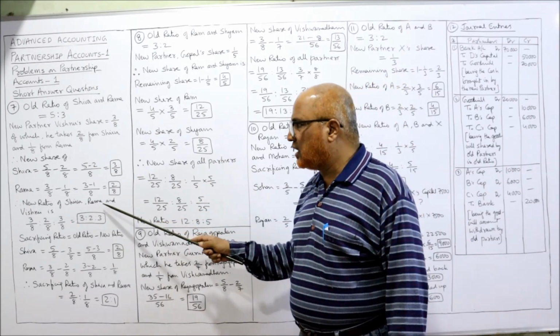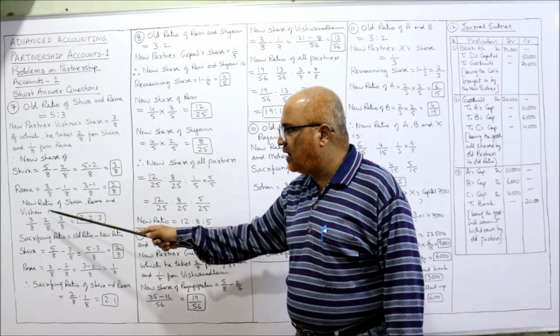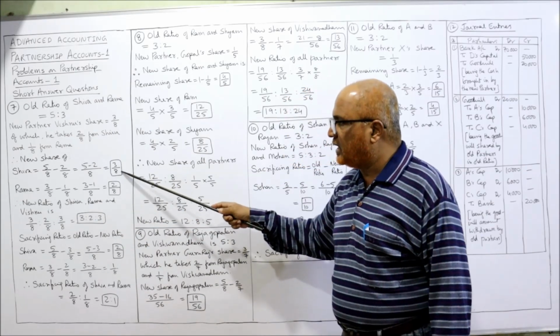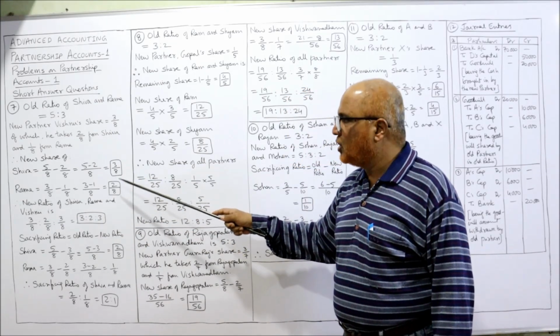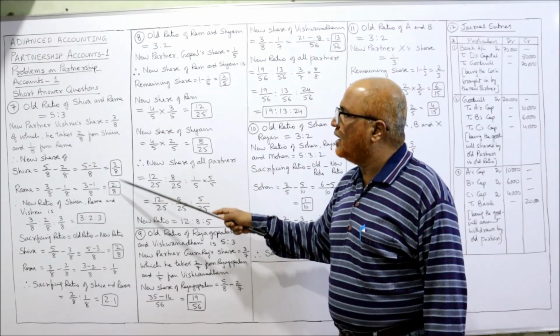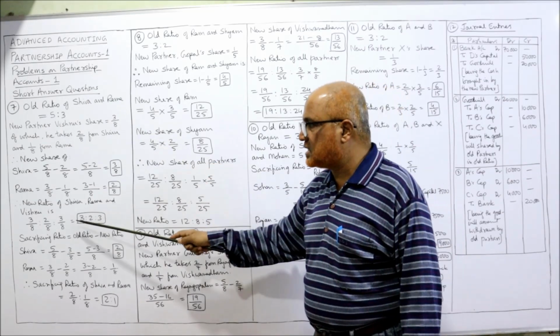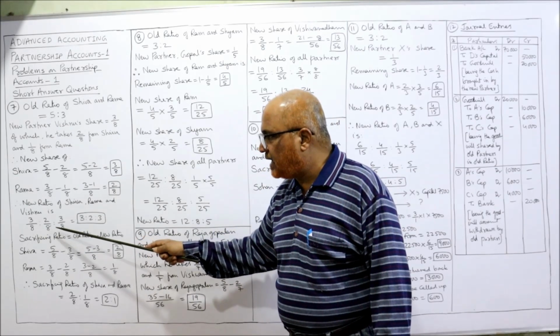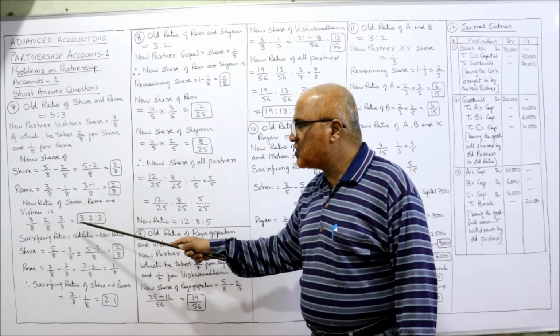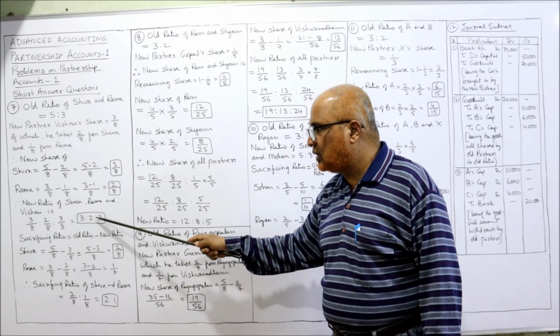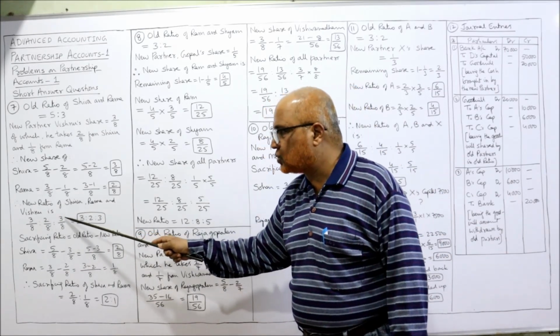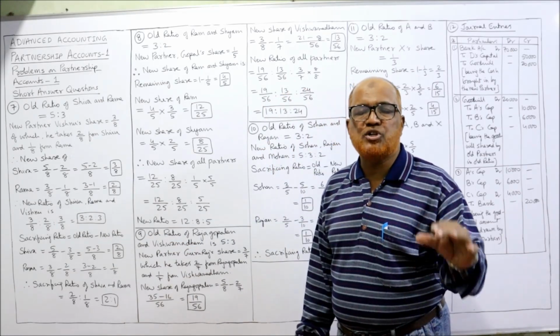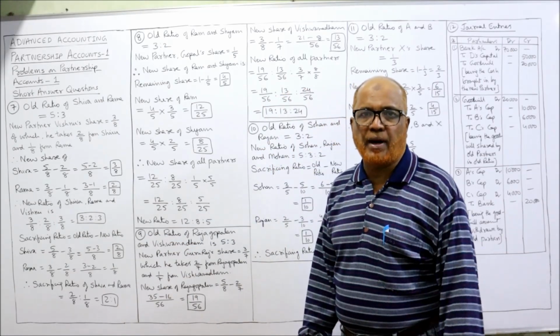Now the new profit sharing ratio of Shiva, Rama and Vishnu is 3/8 of Shiva, 2/8 of Rama and 3/8 of Vishnu, the new partner. So LCM is same, 8, 8, 8. So the profit sharing ratio is 3:2:3. This is the new profit sharing ratio of all the three partners.